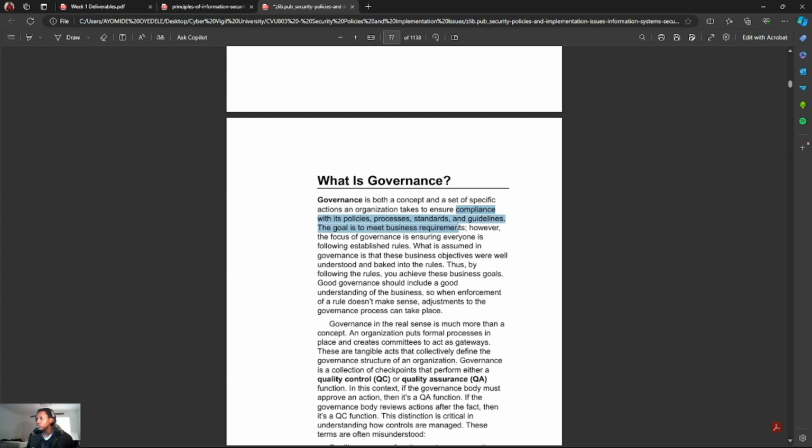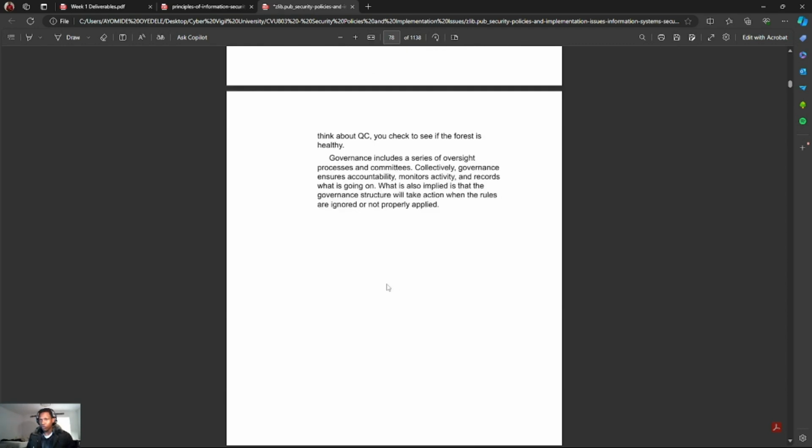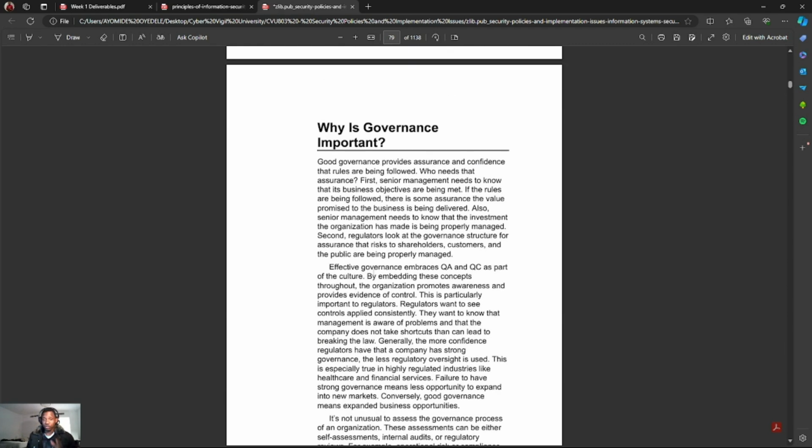Now, the goal is to meet the business requirement. And what is the business requirement? Confidentiality, integrity, availability. However, the focus of governance is ensuring that everyone follows the established rules. Again, what we're doing is building upon your time coming to study these materials, because it's important that we actually study these materials.